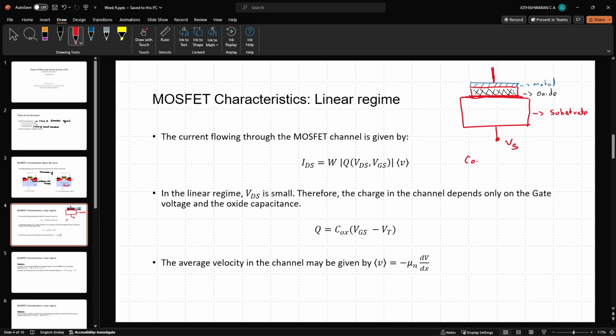So the capacitance Cox will be equal to epsilon R epsilon naught into A oxide divided by T oxide, or rather T ox. So this is the oxide thickness, T ox, and A ox is the cross-sectional area of the metal. Typically the metal and oxide have the same area of cross-section. So we have this kind of an arrangement. I forgot to write Vg over here.